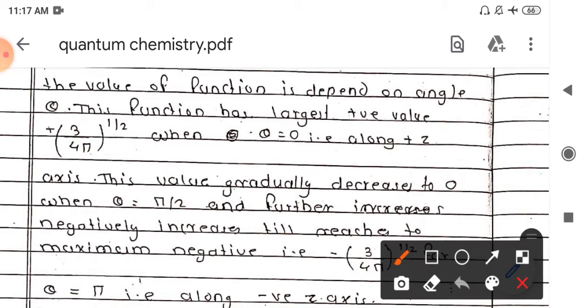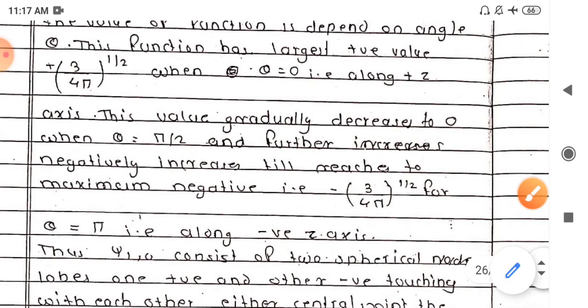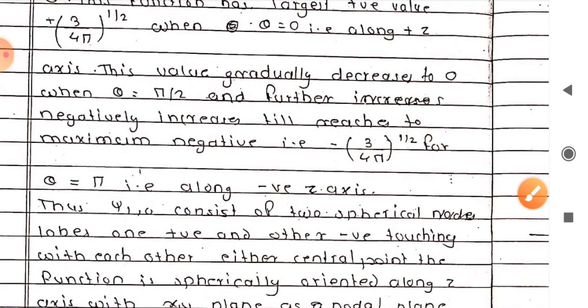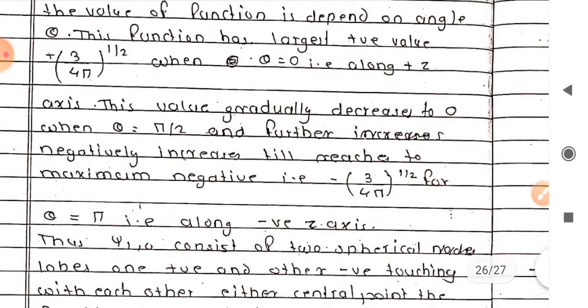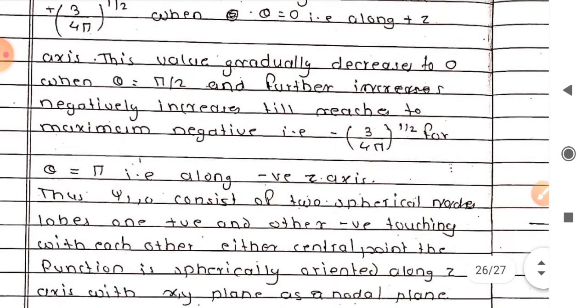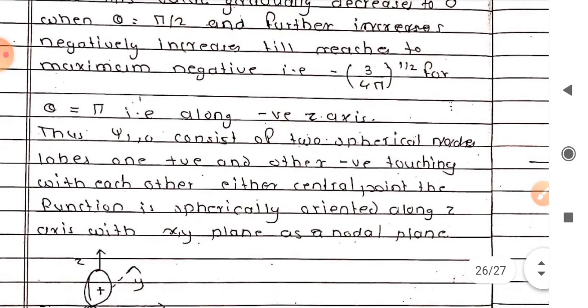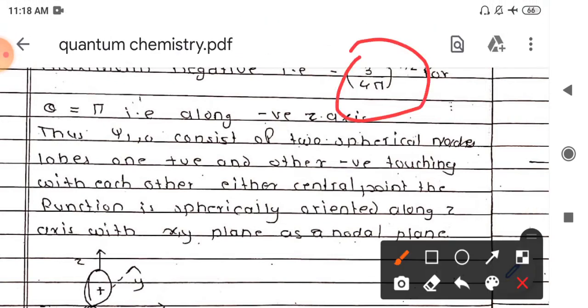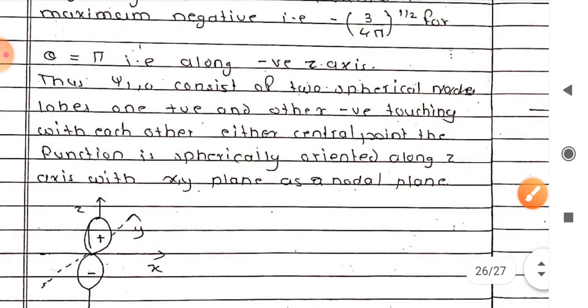When theta equals 0, that is along the z axis, the value is maximum, and it gradually decreases to 0 when the angle is pi by 2, that is at 90 degrees, since cos 90 is 0. It then increases further in the negative direction until the angle reaches pi, with the maximum magnitude of minus under root of 3 by 4 pi. So along the z axis it shows maxima and minima.